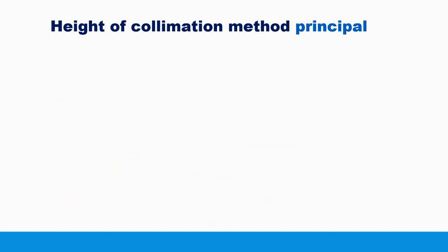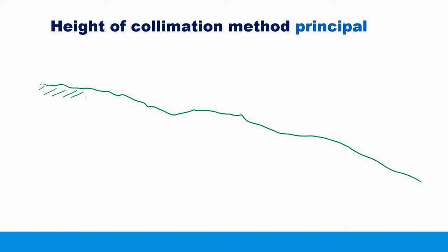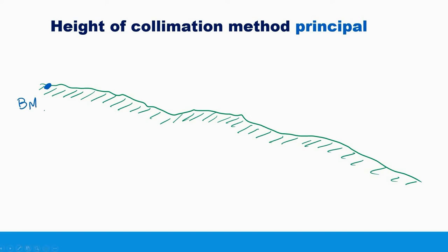Okay, I will explain this in a different way. Again, the principle of the height of collimation method. Let's say that you have a topography like this. For example, this is ground here. Let's say that you have a benchmark with known elevation. For example, we have this point here. Let's say this is a benchmark with known elevation. Let's say this elevation or reduced level is 100 meters above ordnance datum.